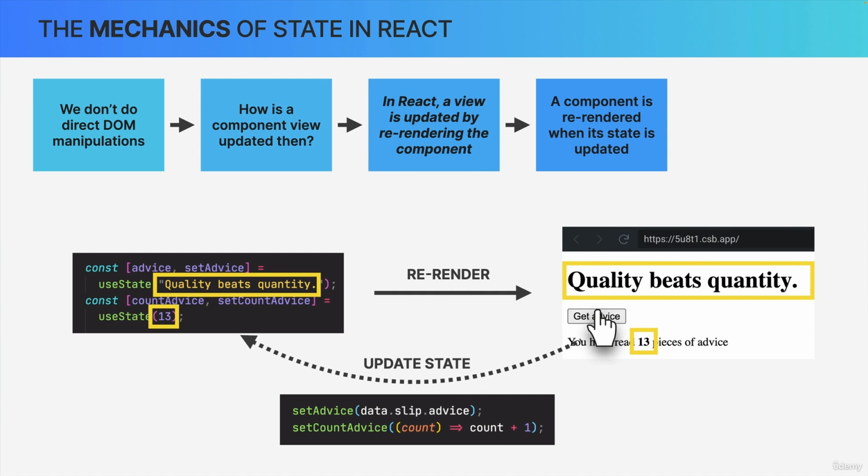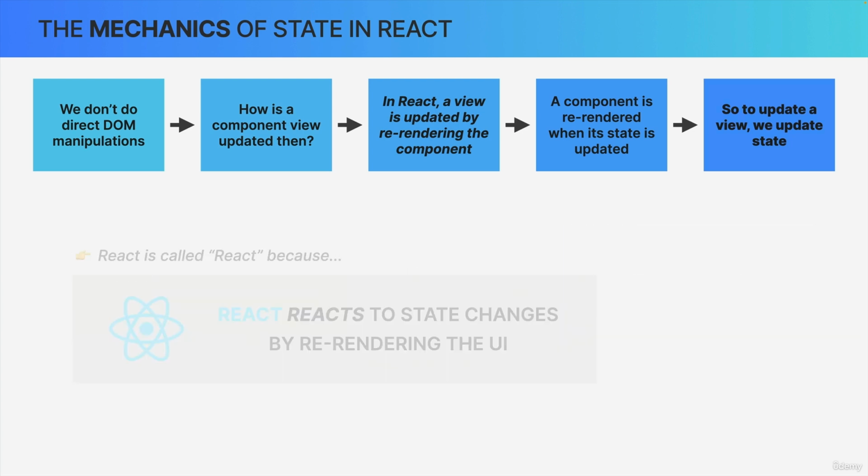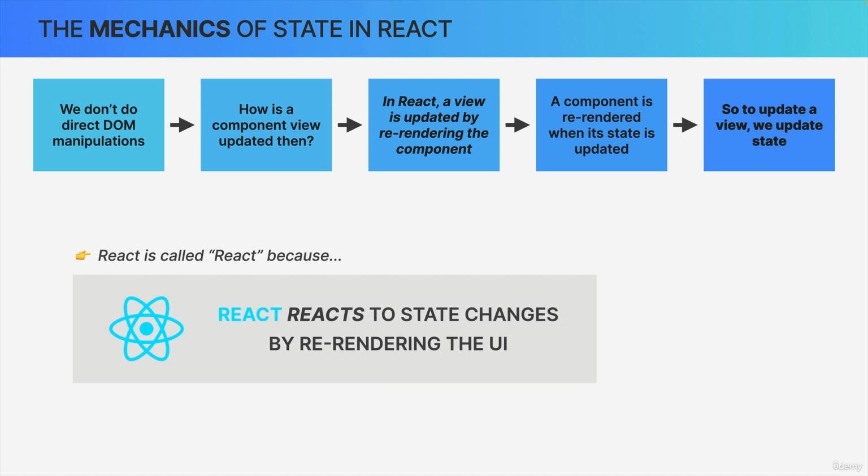And with this, I hope that the mechanics of state in React are now really clear to you. So the conclusion of all this is that as React developers, whenever we want to update a component view, we update its state. And so React will then react to that update and do its thing. And in fact, this whole mechanism is so fundamental to React that it's actually the reason why React is called React in the first place.